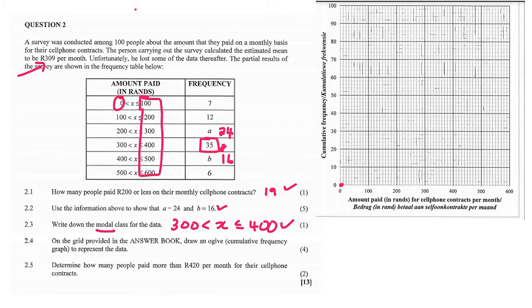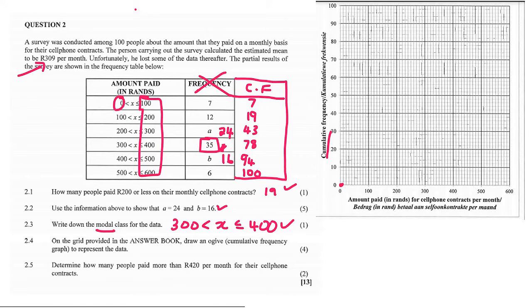Now, the ogive also uses cumulative frequency. It doesn't use frequency, it uses cumulative. So we can make another little column over here, and cumulative is just when you add everything together. So it's 7, and then 7 plus 12 is 19, 19 plus 24 is 43, then 94, and 100.